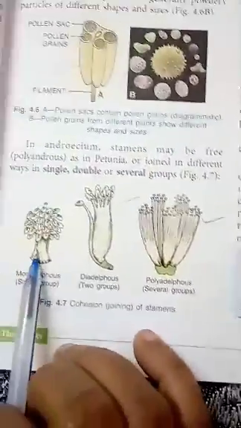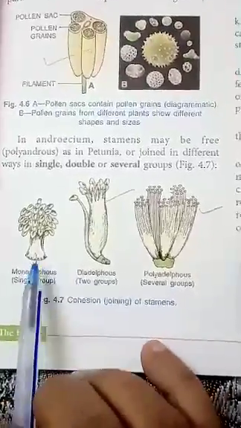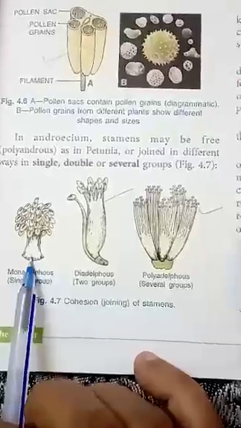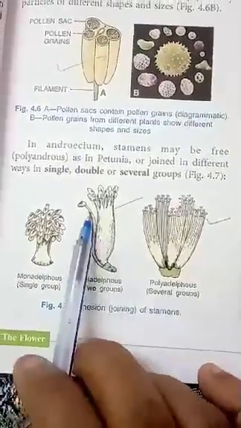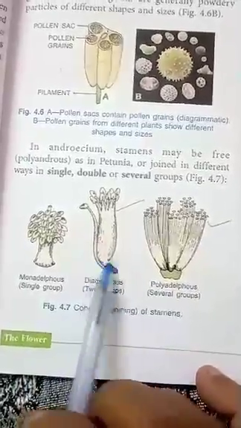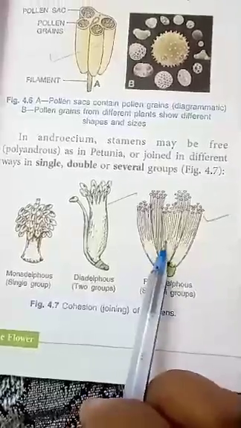You can see here monadelphous, diadelphous, polyadelphous. Monadelphous means all the stamens are united in a single group. Diadelphous, filaments are united in two groups. Here you see one single filament and these all are grouped together. This is diadelphous. Polyadelphous, the filaments are united in several groups. This is called polyadelphous. Examples are given here, children.